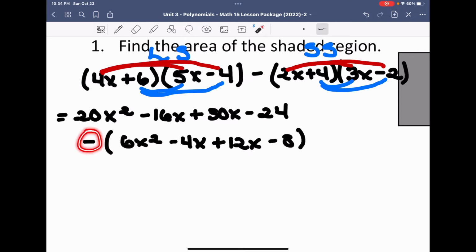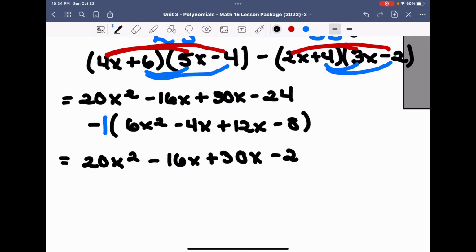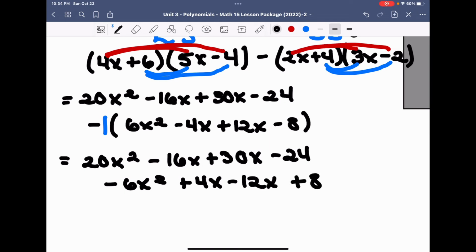This subtraction out here is like saying I have a negative 1 that's being multiplied to every single term in the brackets. So before I can drop these brackets, I have to flip every sign. This is going to be equal to 20x squared minus 16x plus 30x minus 24. Flipping all the signs, it's going to be minus 6x squared plus 4x minus 12x plus 8.